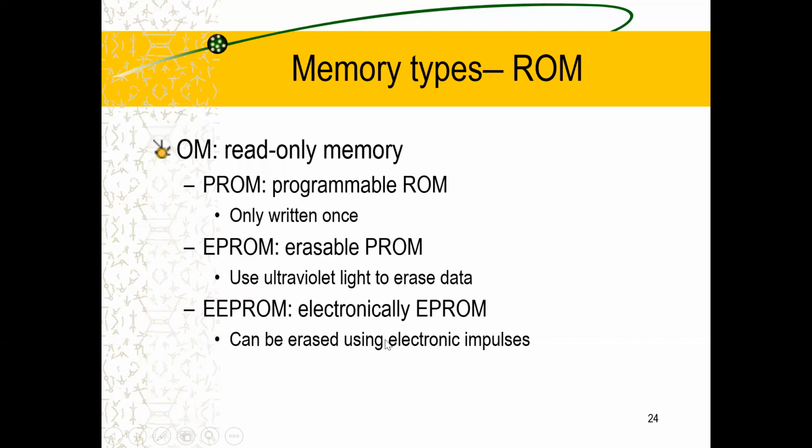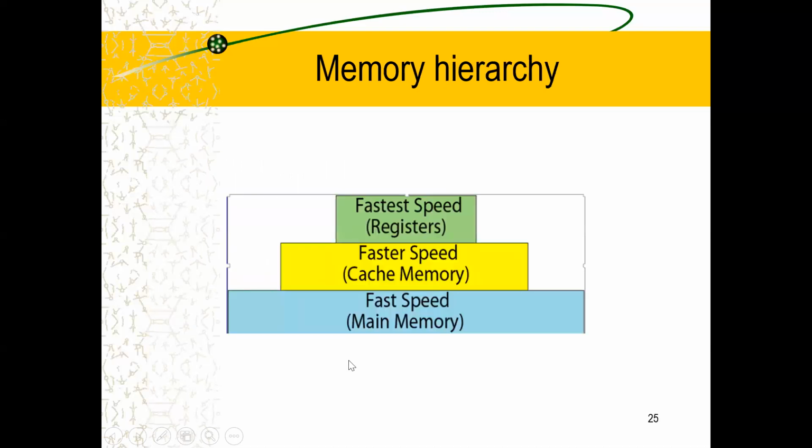An example is main memory. And when we talk about ROM, read-only memory, it is further categorized into PROM, EPROM, and EEPROM. PROM means programmable ROM, which can only be written once. EPROM means erasable PROM, which uses ultraviolet light to erase data. And in the case of EEPROM, it can be erased electronically using electrical impulses.